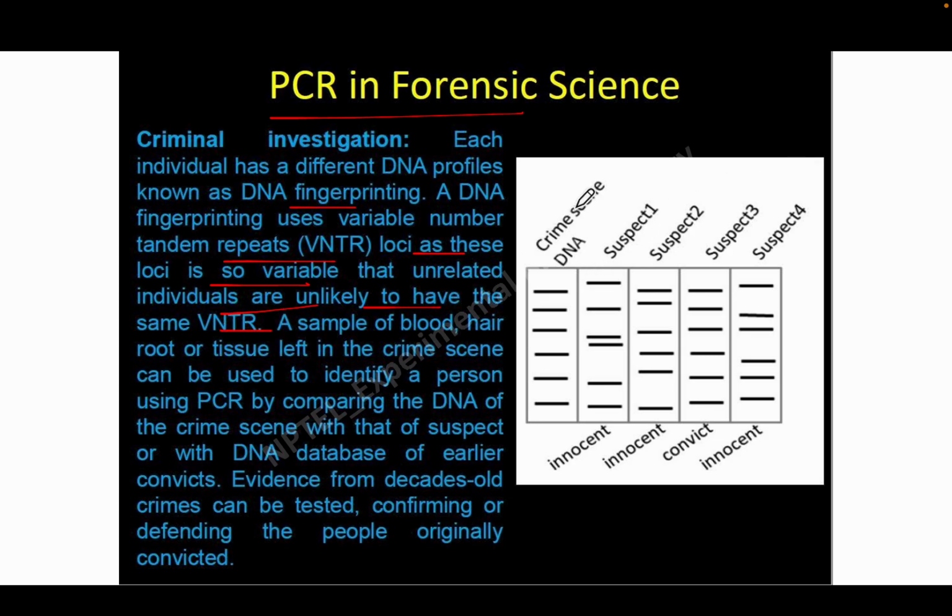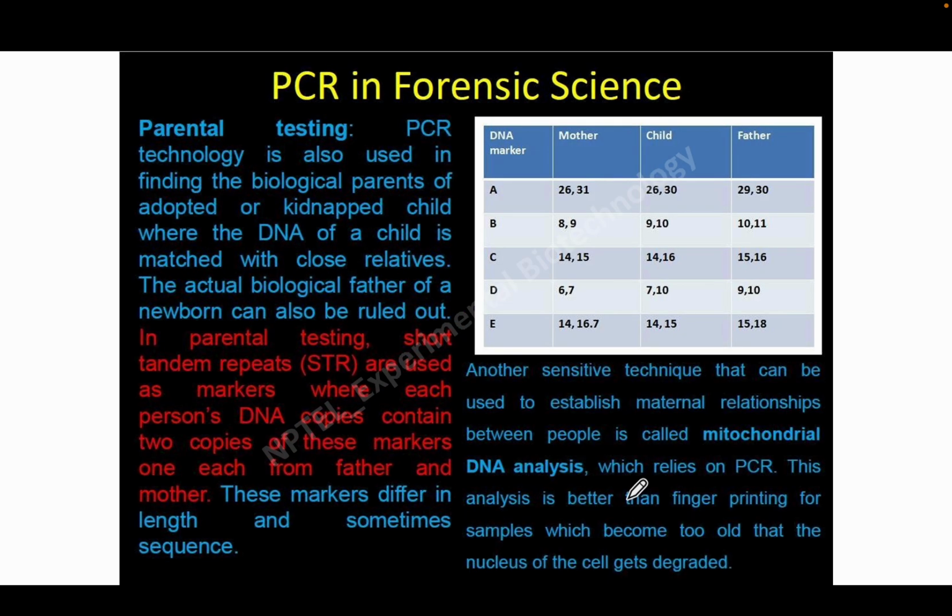So in crime scene DNA, if you are testing suspects 1, 2, 3, and 4, one is getting matched. So this is the suspect, 3 is the convict. So you can do PCR and you can check that those are matching exactly. Parental testing also you can do.